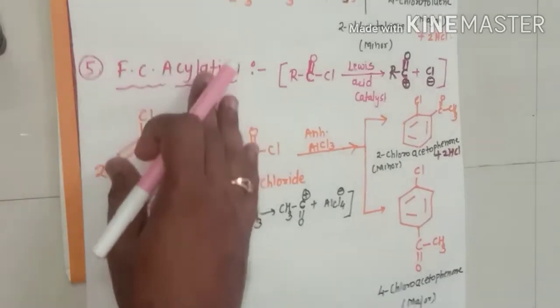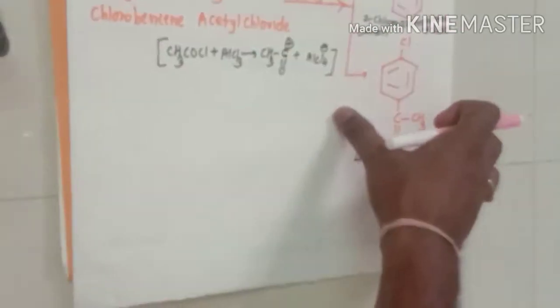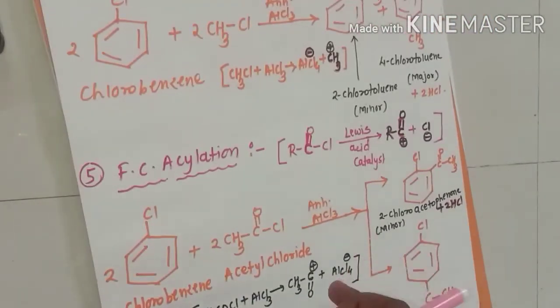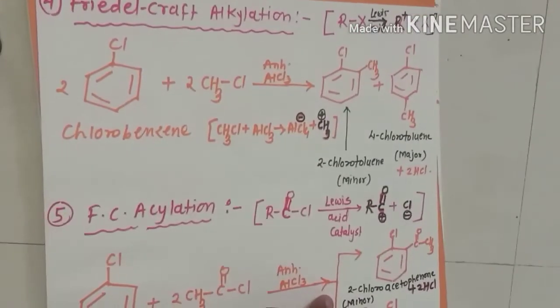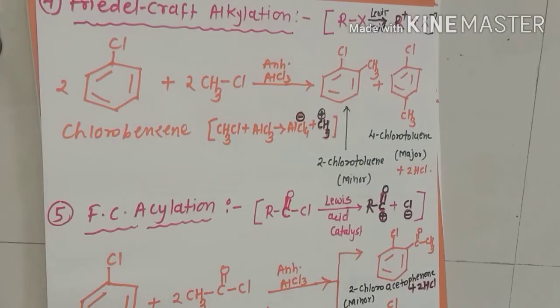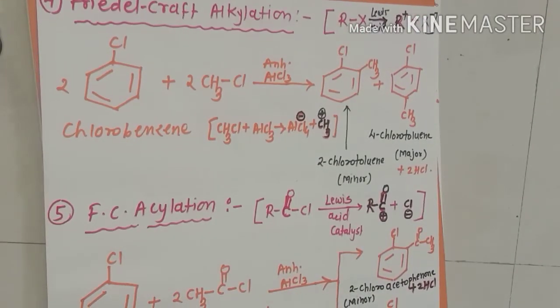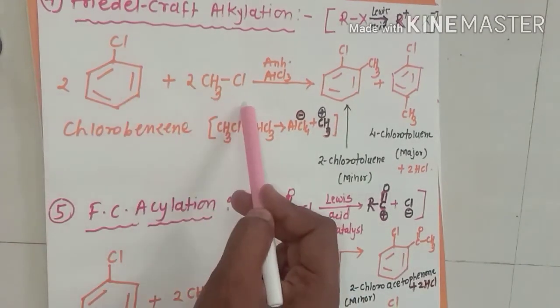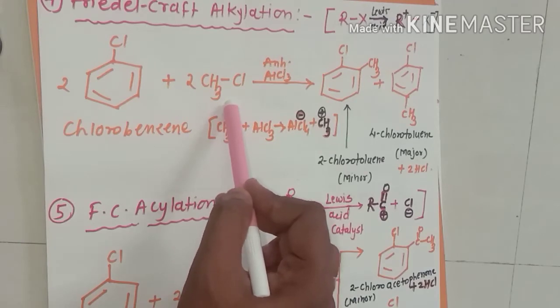Friedel-Crafts reaction. We know that there are two types in Friedel-Crafts reaction: Friedel-Crafts alkylation and Friedel-Crafts acylation. First we discuss Friedel-Crafts alkylation. What is Friedel-Crafts alkylation reaction? When we treat haloarenes with alkyl halides, when we treat chlorobenzene with alkyl halide, here we take the example of methyl chloride.